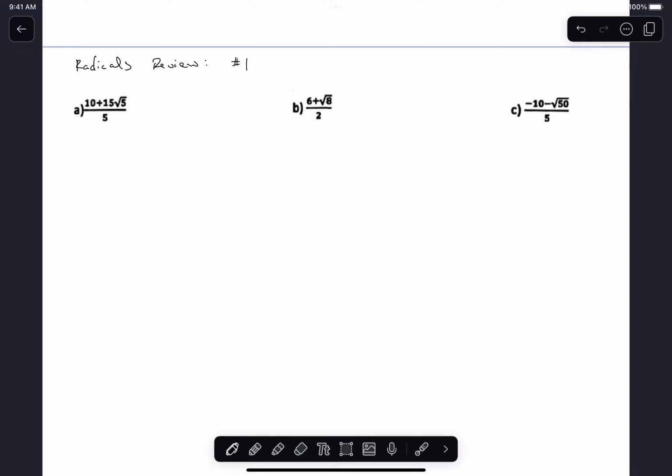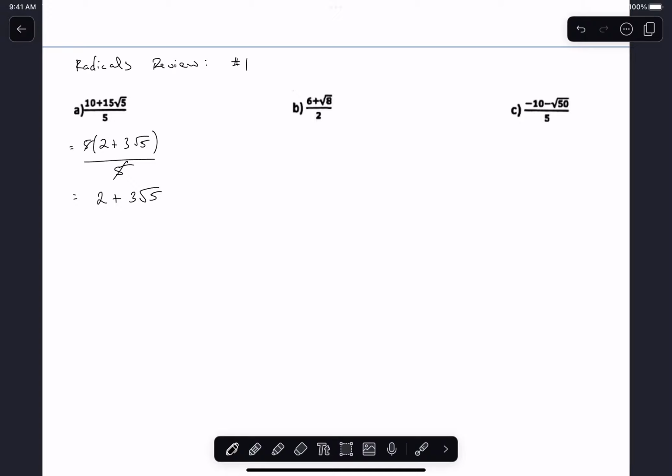Okay, and so what we're going to see here, the first thing I would do is recognize that there's one term here and a second term there. And across those two terms, it looks like there's a common factor of 5 that can be removed. So I'm going to get 2 plus 3 root 5 in the numerator divided by 5. And then the 5's can drop out, and we're going to be left with 2 plus 3 root 5, which should be the answer at the bottom.